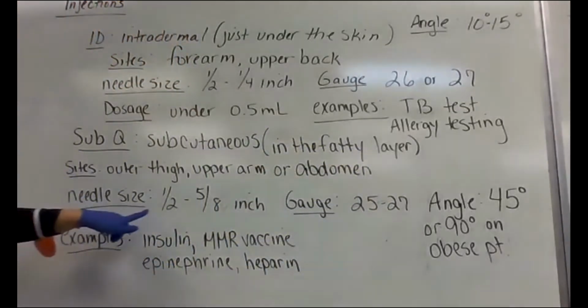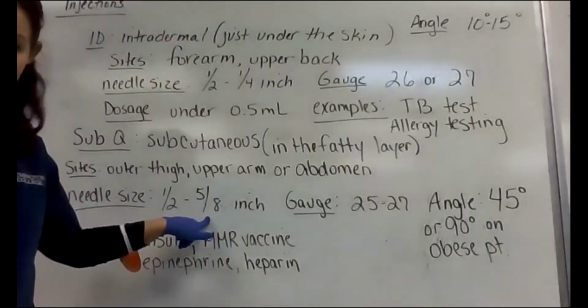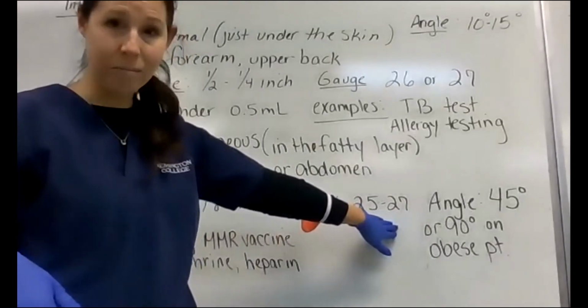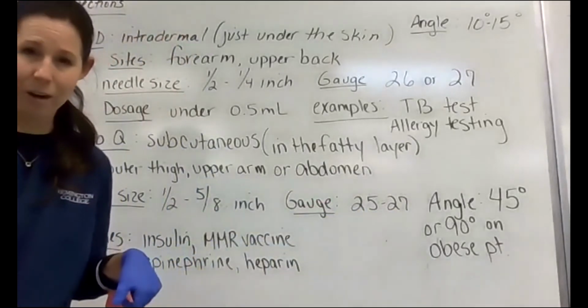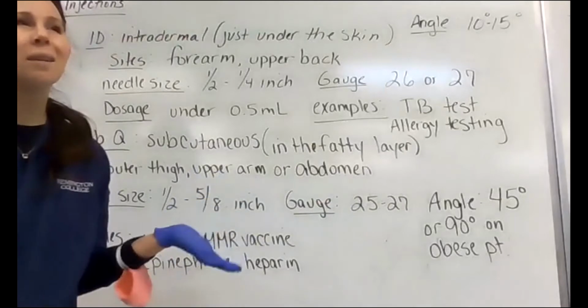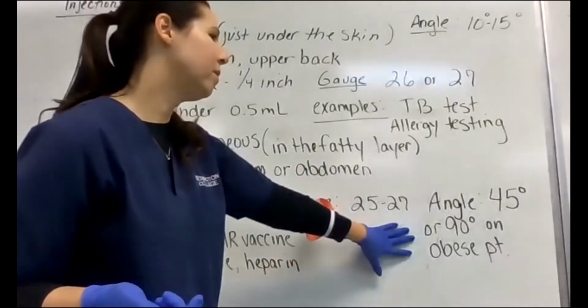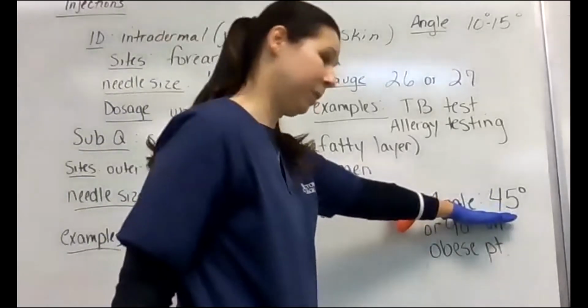So needle size is a 1/2 inch to 5/8 inch. The gauge is 25 to 27, so a little bit of a thicker diameter, a little bit of a wider diameter. Sometimes the liquid can be a little bit thicker. And you're going to hold the needle at an angle of 45 degrees.